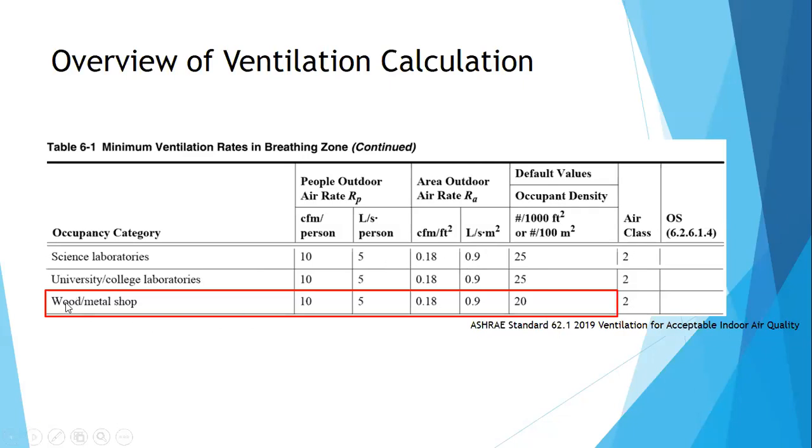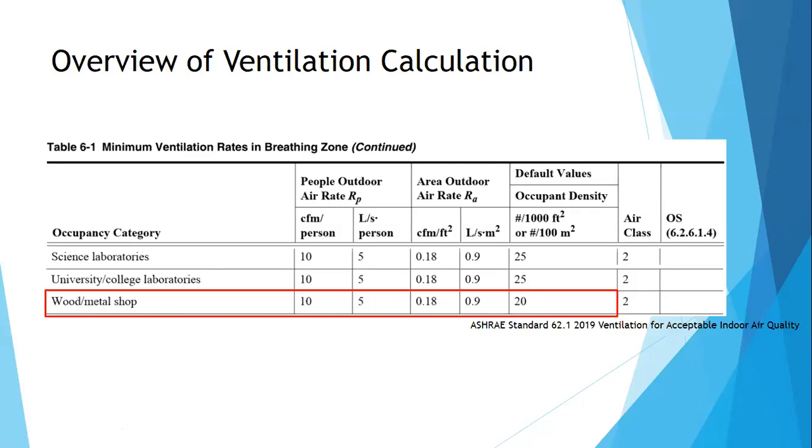So in our example, we have a wood shop. We see here the people outdoor air rate. It says here 5 liters per second per person. So meaning if a person is inside the wood shop, I would assume that he would be doing wood shop work, he would need about 5 liters per second of fresh air in that space.